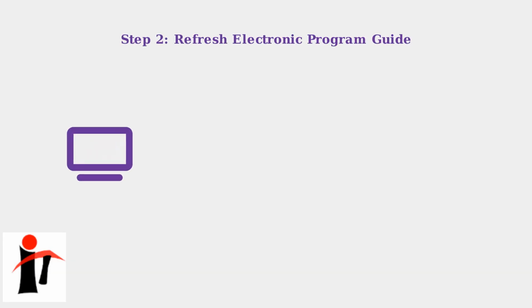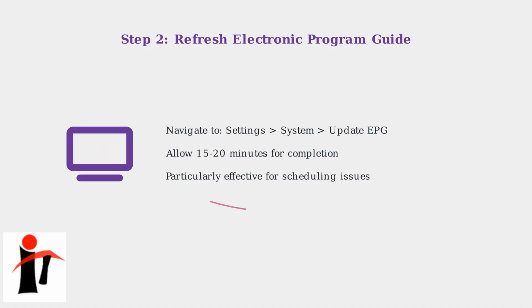Next, refresh your electronic program guide. Navigate to Settings, then System, then Update EPG. Allow 15 to 20 minutes for completion. This is particularly effective for scheduling problems.